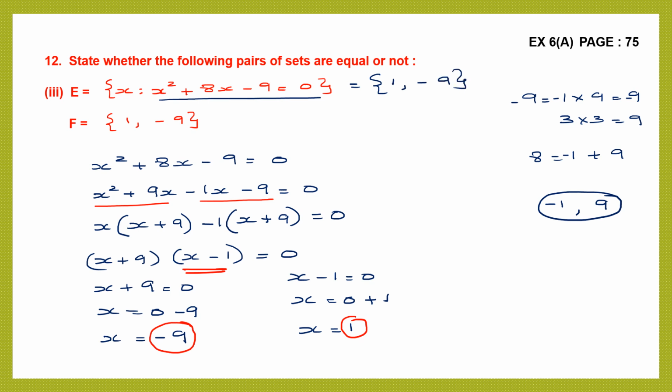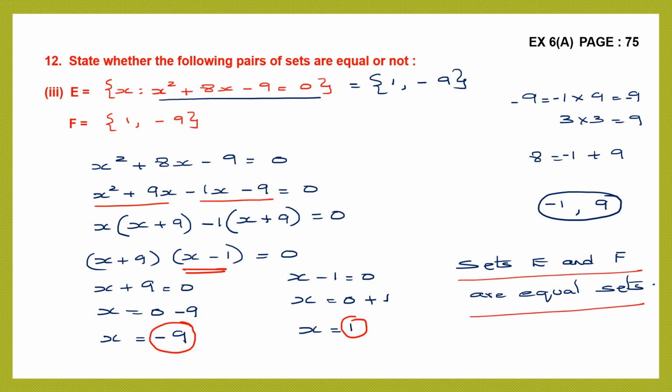So what are the values of F? F is also 1 and minus 9. So both the sets have the same elements. That means E and F are equal sets. So you can write out your answer like this: Sets E and F are equal sets because we found out that they have the same elements in them.